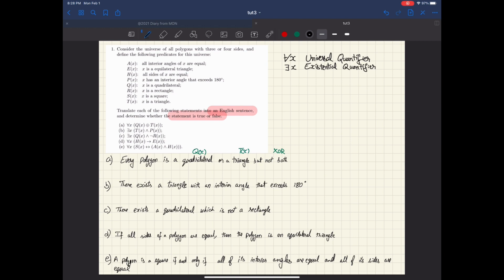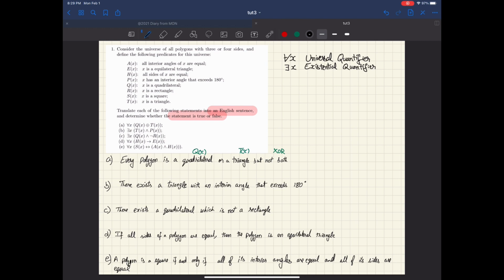Part D says for all x, H of x implies E of x. Now, this implication can also be written as if and then. So, if H of x, then E of x. And it would translate to if all sides of a polygon are equal, which is H of x, then the polygon is an equilateral triangle, which is the E of x.